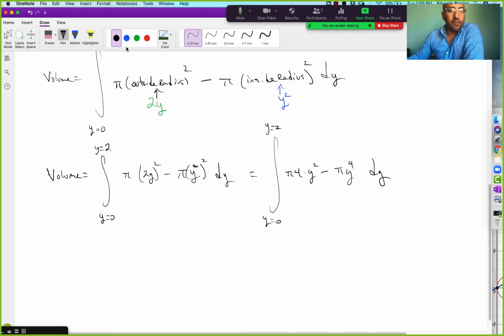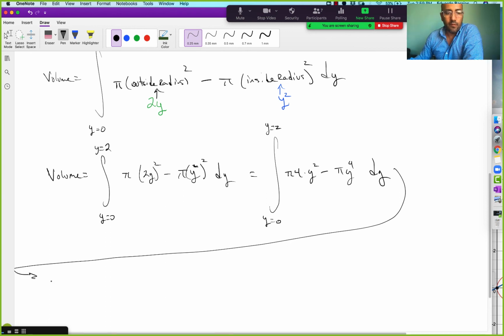Okay, so this is a fairly simple integral to solve. The first one is just going to be 4 pi, that's just a constant, times 1/3 y to the 3rd power. That should give us the antiderivative for that one, minus pi times the antiderivative for the other, which is 1/5 y to the 5th, evaluated as y ranges from 0 all the way up to 2.